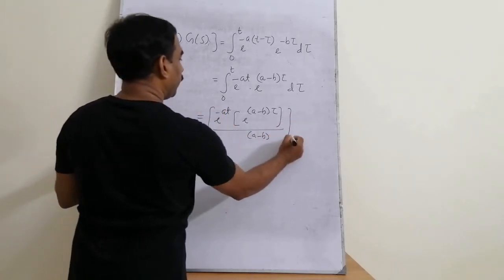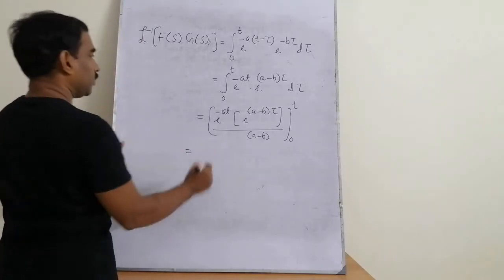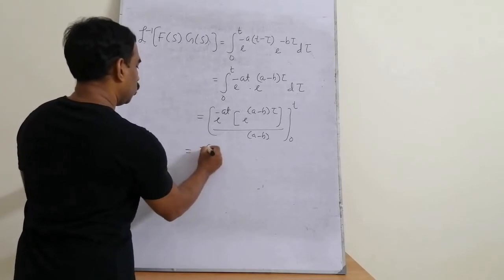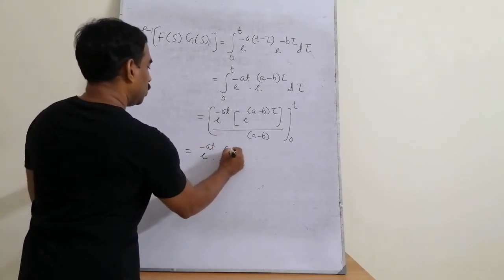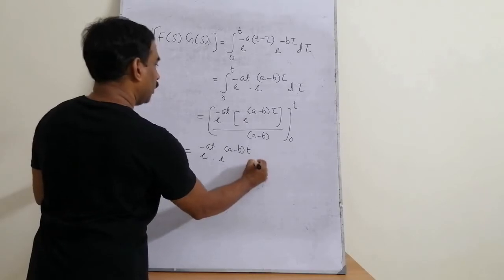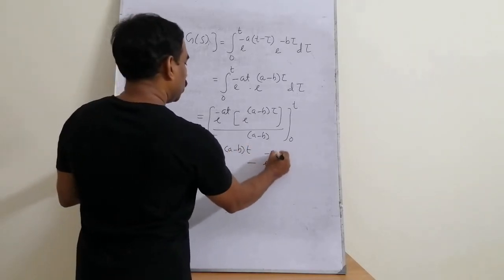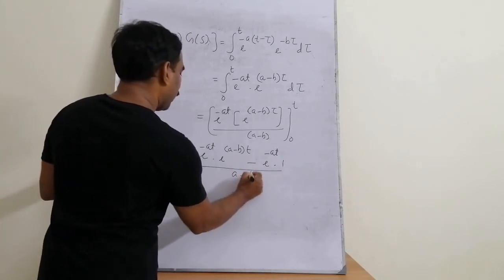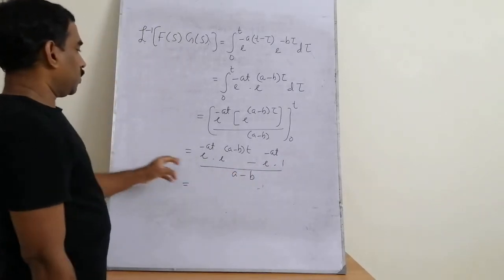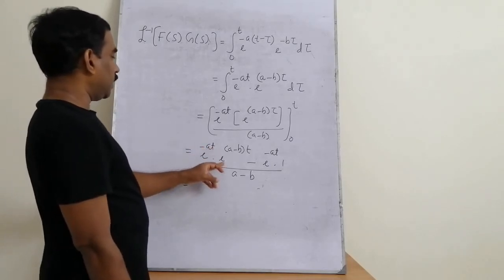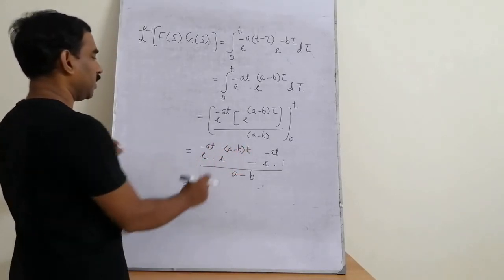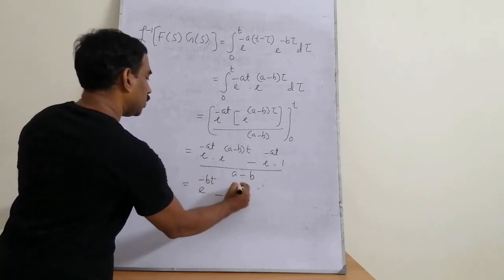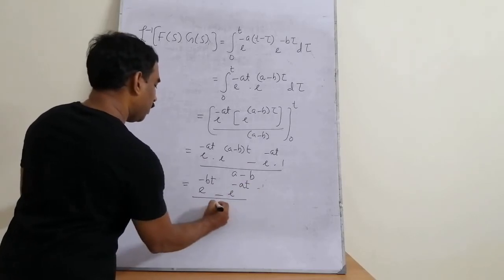So the complete expression within the limits 0 to t. Now substituting the upper limit t for the integration variable tau, that is e raised to minus at into e raised to (a minus b) t, minus the lower limit e raised to minus at into e raised to 0, that is 1, divided by (a minus b). So on simplification, we can cancel one e raised to at from this expression, and finally this will reduce to (e raised to minus bt minus e raised to minus at) divided by (a minus b).